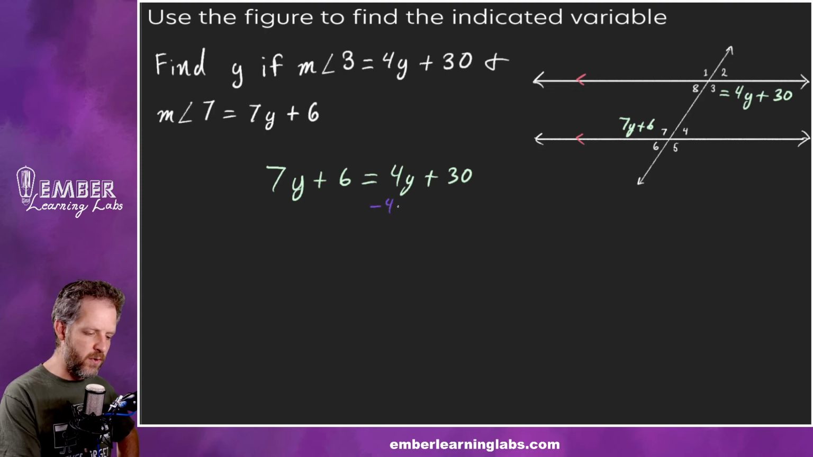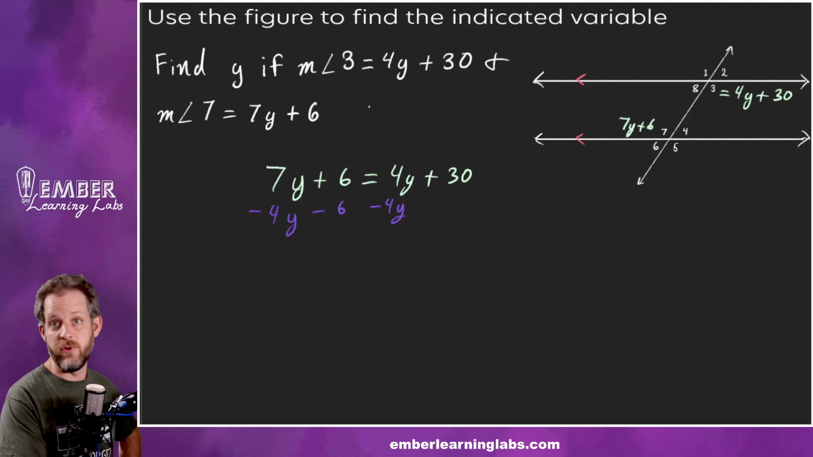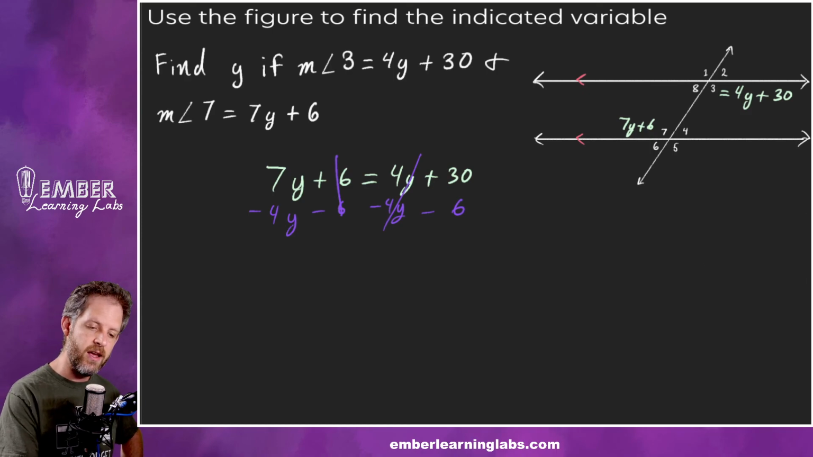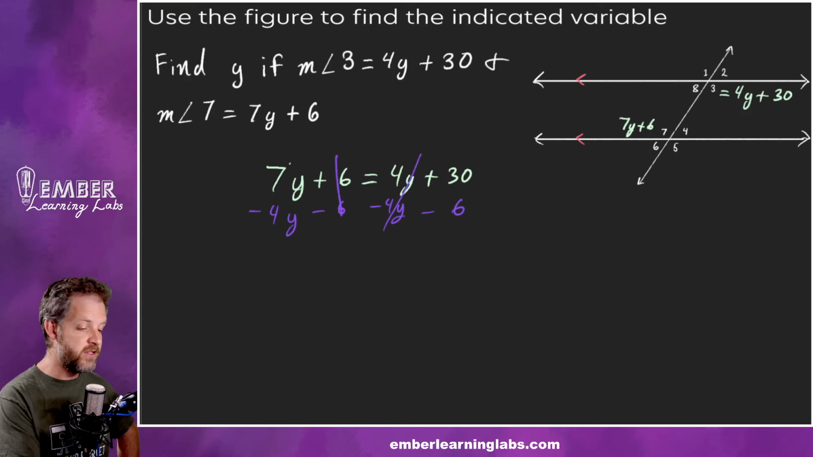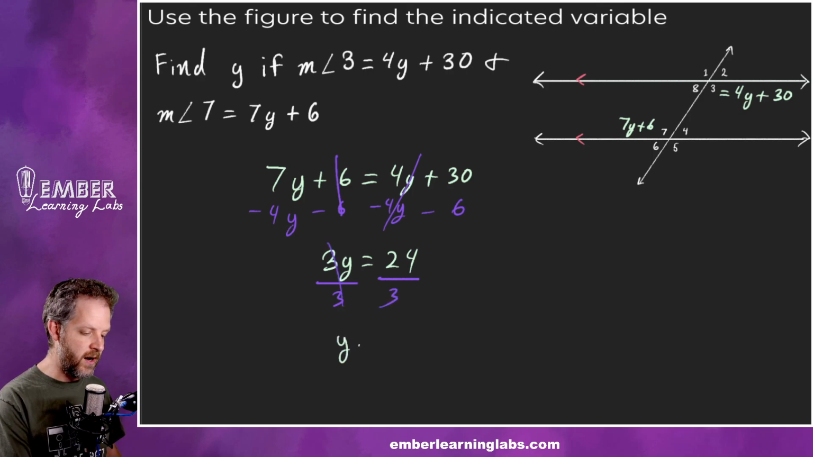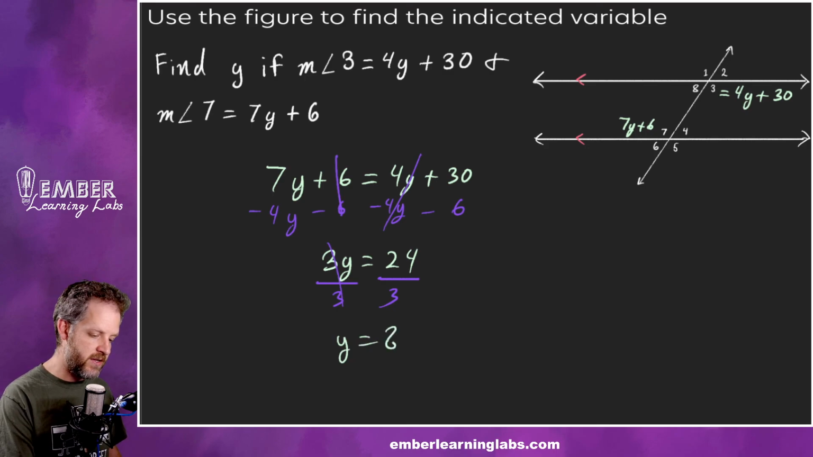Let's solve this for y. Let's subtract 4y on both sides to get those together, and subtract 6 to move it to the other side. If we keep it neat and organized, we can do those steps on one line. So 7y minus 4y is 3y, equals 24. Then we get rid of that 3 by dividing both sides by 3. Those cancel, leaving us with y equals 8.